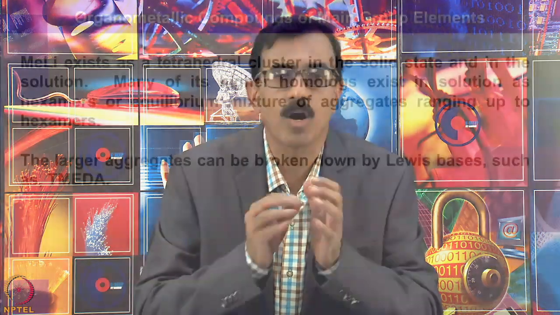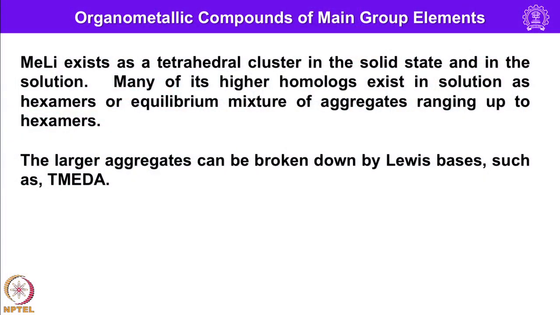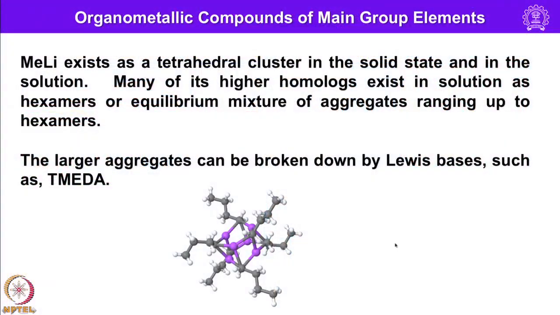Many of its higher homologs exist in solution as hexamers or equilibrium mixtures of aggregates ranging up to hexamers. The larger aggregates can be broken down by Lewis bases such as TMEDA, that is tetramethylethylene diamine. You can see here it can also exist in hexameric form, something like this here. We have 6 lithium atoms and 6 alkyl groups.